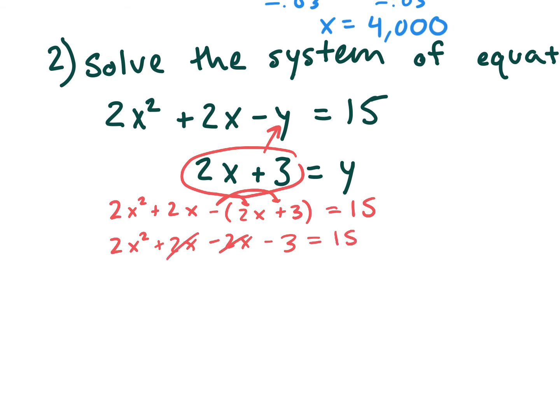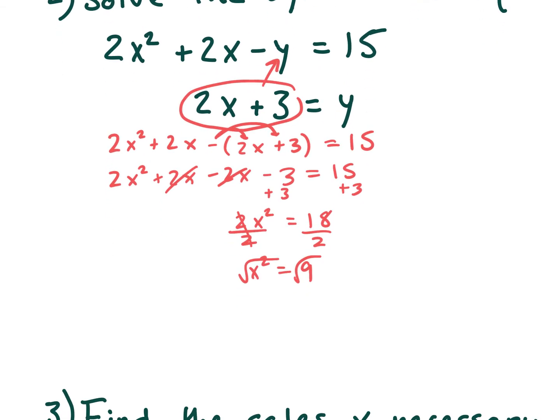The 2x's cancel. I can add 3 to the other side. So 2x squared is equal to 18. And then divide by 2. x squared equals 9. Awesome. x equals positive 3 and negative 3.